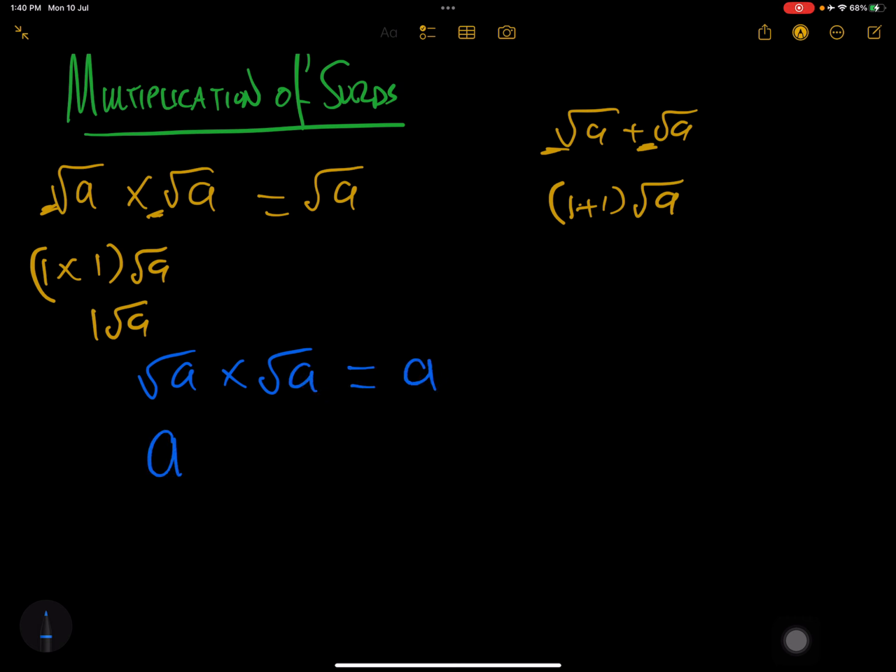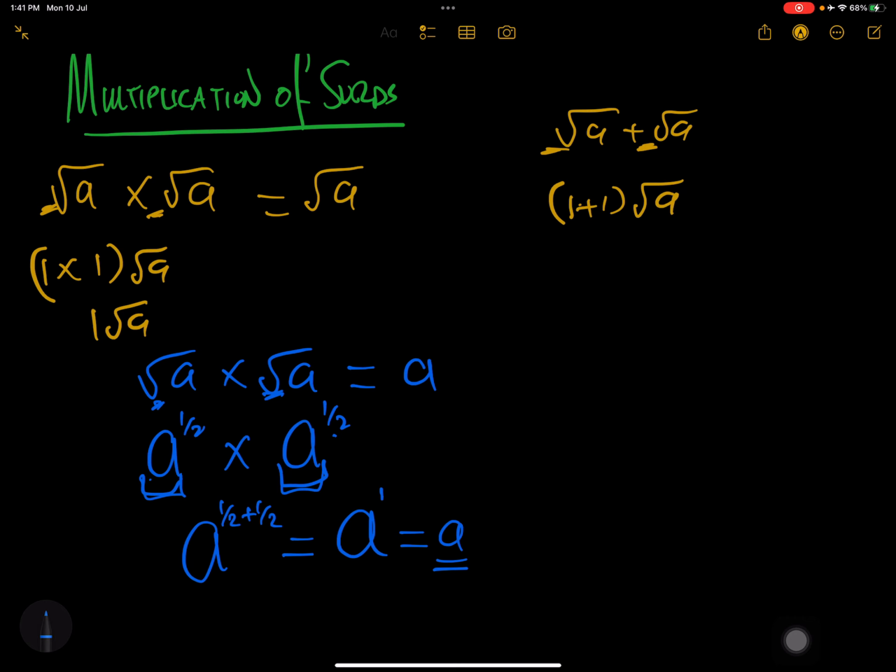Why? Because this is a to the power of half, because of the square root, times a to the power of half because of that square root. Now this and this, they are the same. Remember, in indices, when the bases are the same, we add the exponents. So it's going to give us a to the power of half plus half, which is a to the power of 1, which is a. Don't forget that. So that's one of the rules we need to keep in mind when it comes to multiplication of surds.